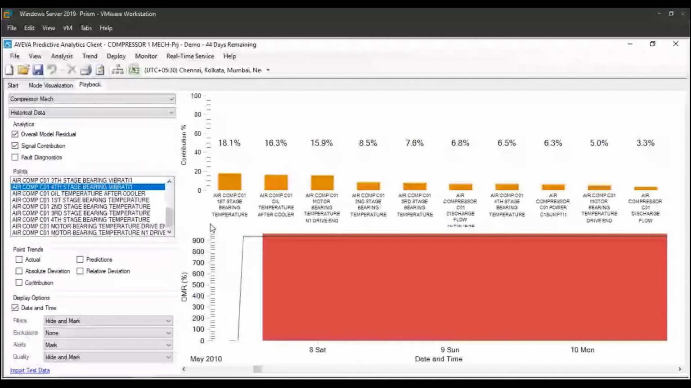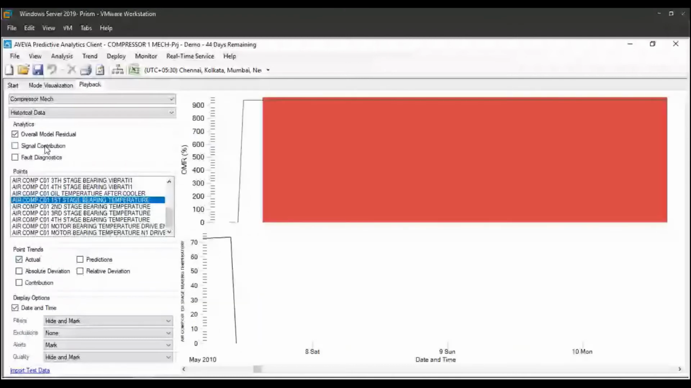So the topmost contributor to my OMR deviation was the first stage bearing temperature. So I'll select that. I'll remove the graphs for signal contribution. And what we can see is that the value dropped significantly. I'll then try to mark what the predicted value was. And according to the software, it should have run constantly around the same value. And this sudden drop was not predicted by the software. So this sudden drop caused a deviation from the ideal state that the software was expecting.